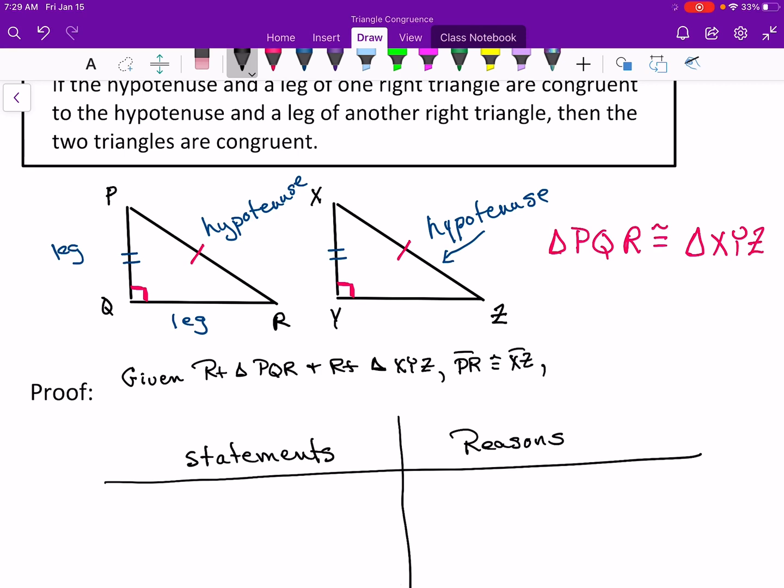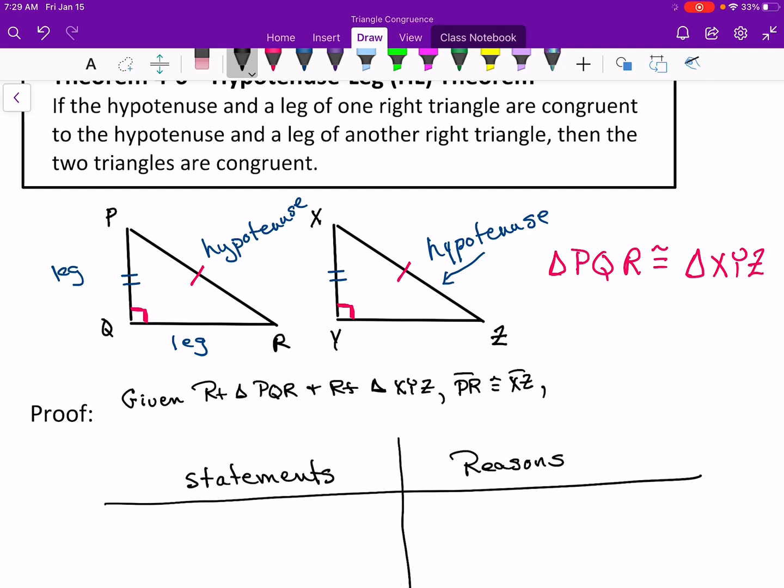and we need a leg. So we know that PQ is congruent to XY. All of that is our hypothesis that comes from the if statement. Then what we're going to prove is that the two triangles are congruent. So we want to prove that triangle PQR is congruent to triangle XYZ.